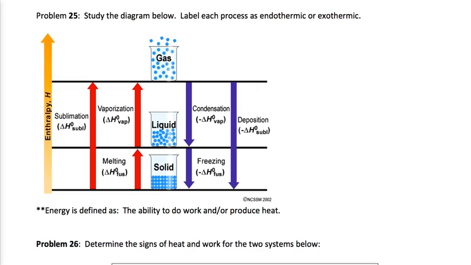So let's start with problem number 25. It says study the diagram below. Label each process as endothermic or exothermic. So you might be thinking, well, golly gee, why is this new material? We've been talking about endo and exo for a little while now.